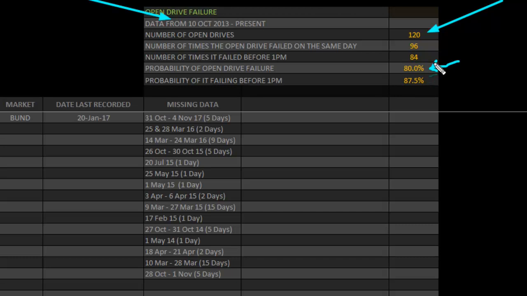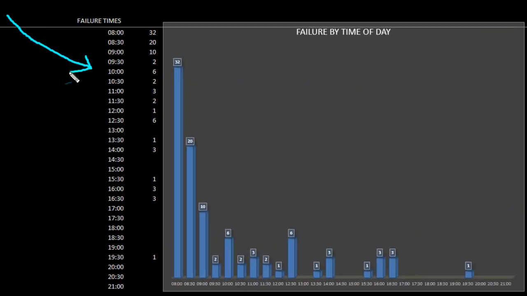I wanted to take this a little bit further, and as a result, what I did here is I looked at the times that the market failed based on the half an hour closes. For example, on 32 occurrences, the open drive had already failed by the half an hour candle that closed at 8 o'clock in the morning.